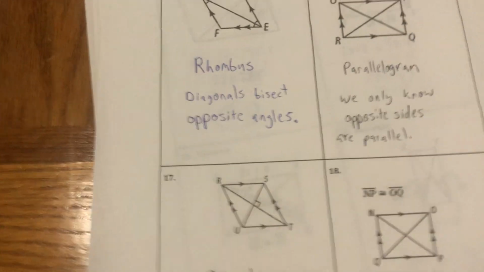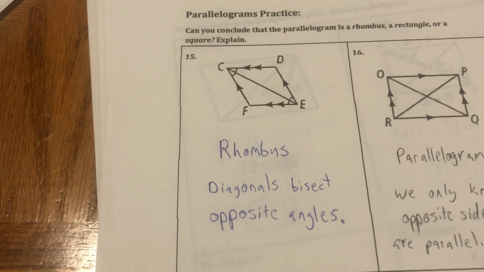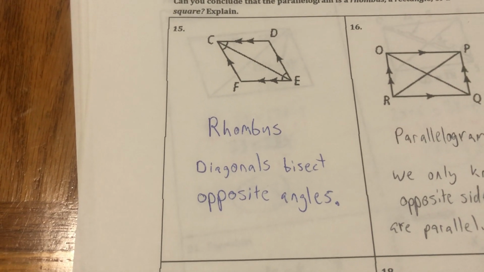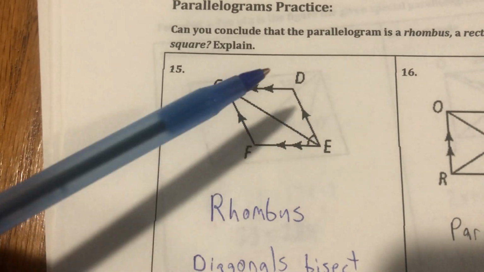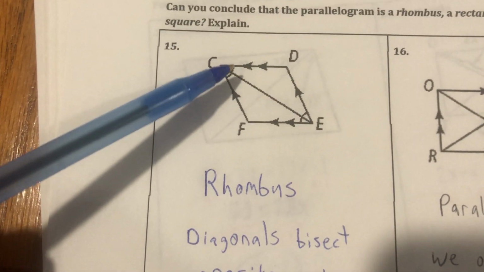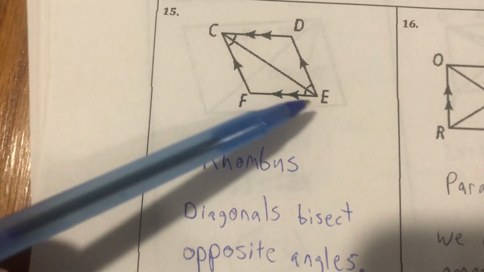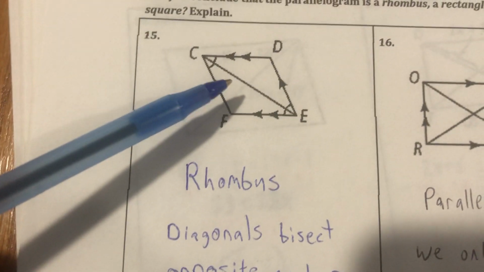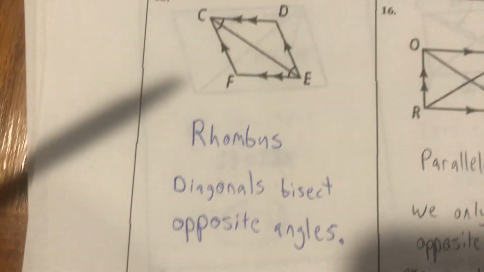All right, jumping to page 5, some parallelograms practice here. So the first one, can we conclude that this is a rhombus, rectangle, or square? So the first one here, I noticed the pair of opposite sides are parallel, but that's every parallelogram. Now the important feature I noticed was we got 4 congruent angles here with FCE, DCE, and then DEC and FEC, 4 congruent angles total, 2 pairs, however you want to think of it. That tells us that the diagonals are bisecting opposite angles, so we do have a rhombus here.